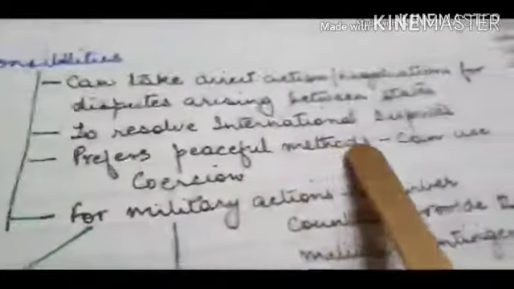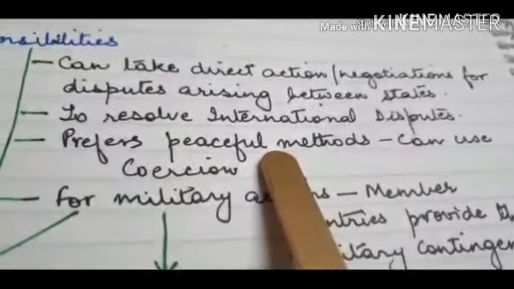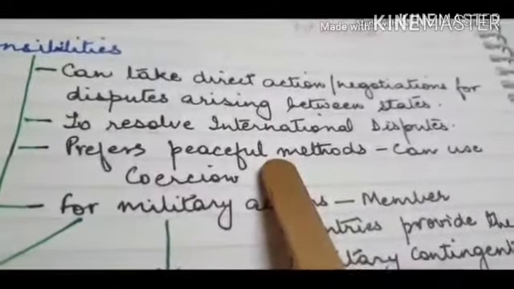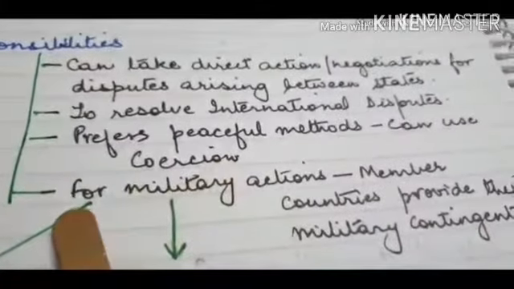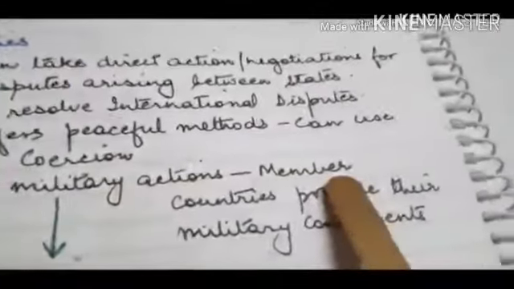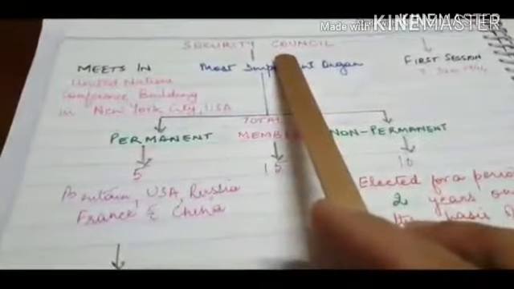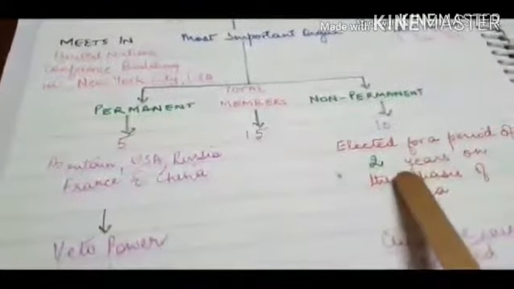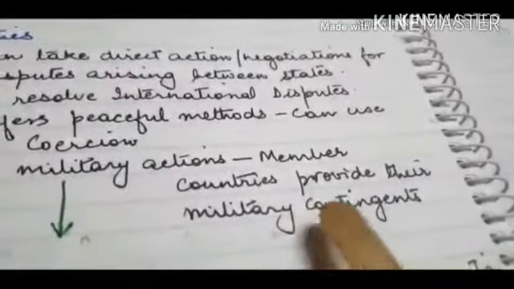It prefers peaceful methods but can still use coercion. First, it will make all efforts by peaceful methods, dialogues, meetings, signing agreements. But when nothing works, then it can take resort to coercion, that is force. For military actions, for coercion, all member countries provide their military contingents, because the Security Council does not have a military contingent of its own. It is these member countries who provide it with the military contingents, even with the funds to run the Security Council. And so, these member countries come together and give their military contingents for any military action.